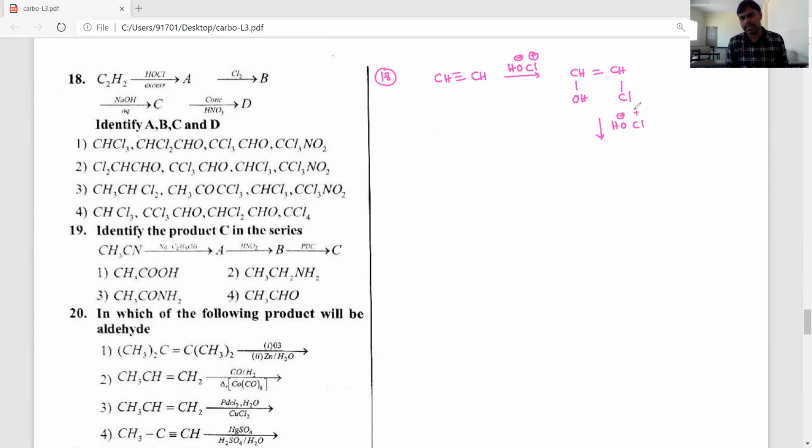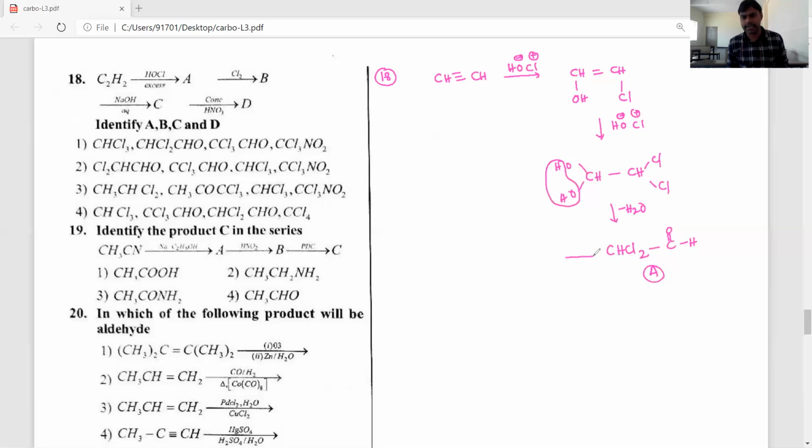OH minus and Cl plus. Then the Cl will be added at the same carbon, so two OH groups at one carbon and two Cl groups at one carbon. Two OH groups at one carbon is unstable, so there is loss of a water molecule and it is converted into CHCl2-CHO. That is the A product.